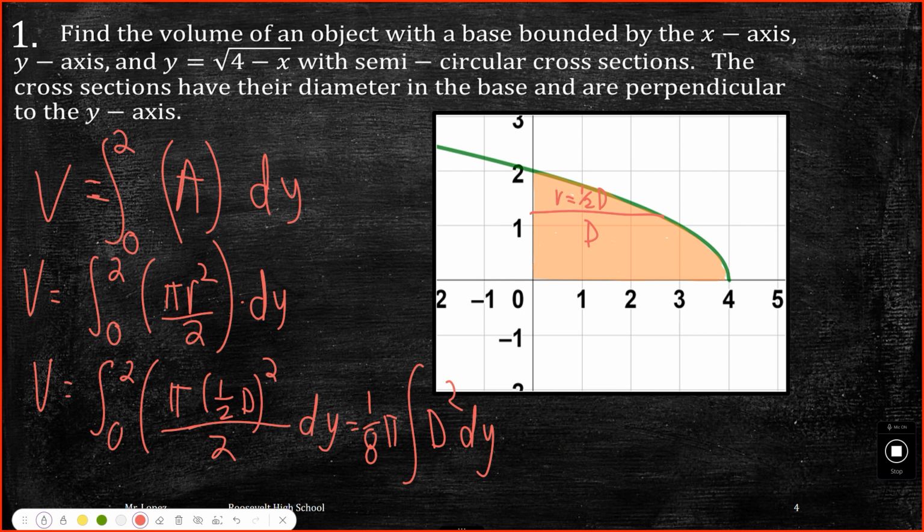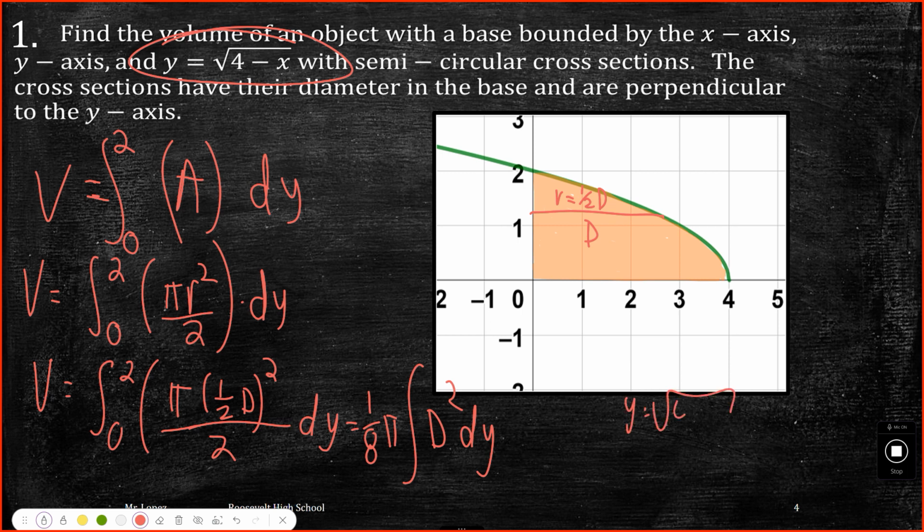Now what's d? Everything's in terms of what? dy, no? So we better have this in terms of y. So we have to solve here for x, no? So it's going to be what? If we go there, y equals what?